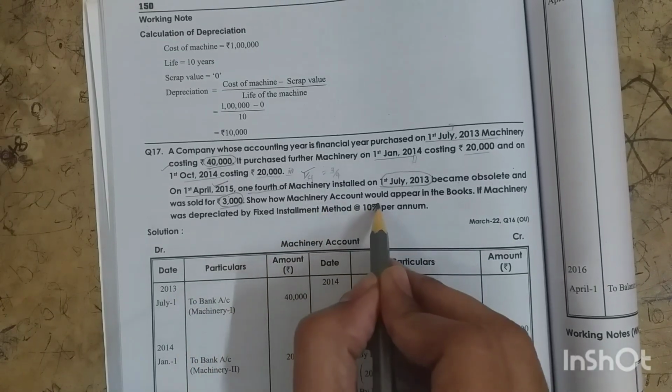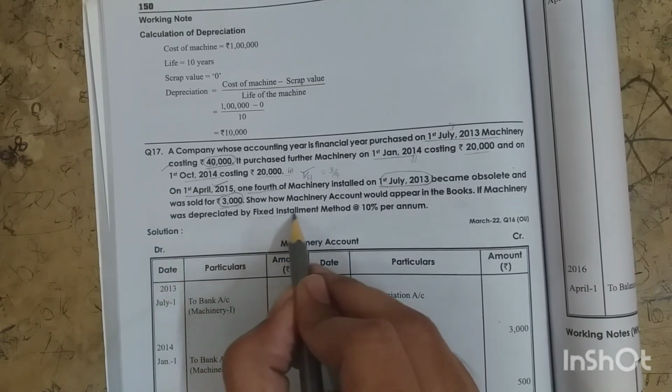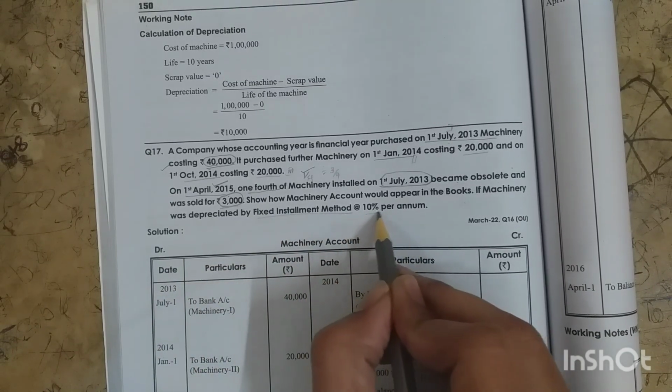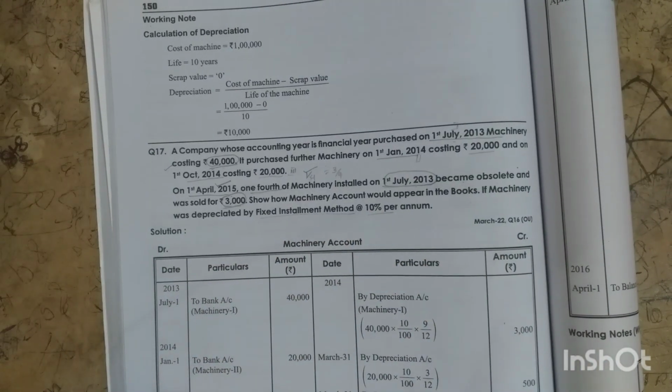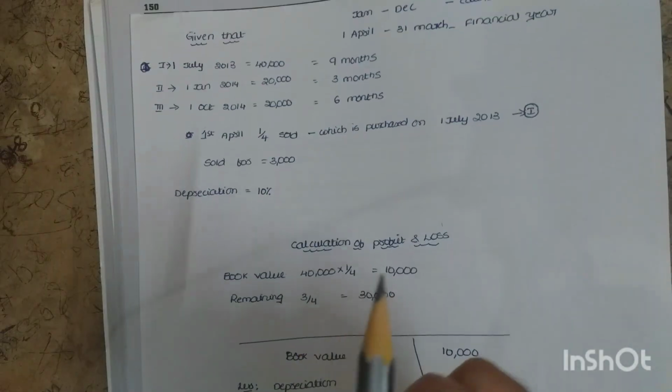Show how the machinery account would appear in the books if the machinery was depreciated by the fixed installment method, means original cost method, at 10% per annum. So whenever the problem is given like this, first, in the depreciation problem you have to write down like this.